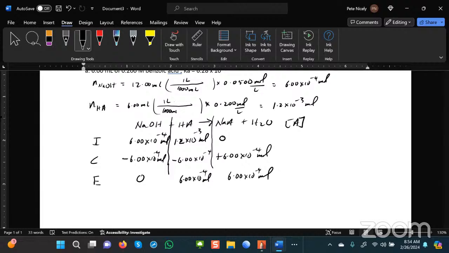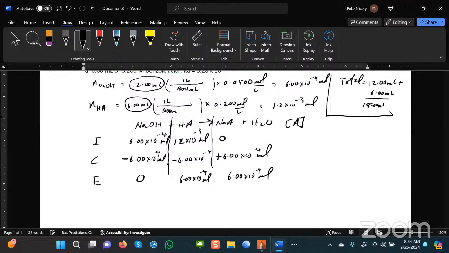Before we do that, we need to find the total volume. What's the total volume when you mix 12 mL of the sodium hydroxide with 6 mL of the acid? That would be 12.00 mL plus 6.00 mL, which is equal to 18.00 mL.